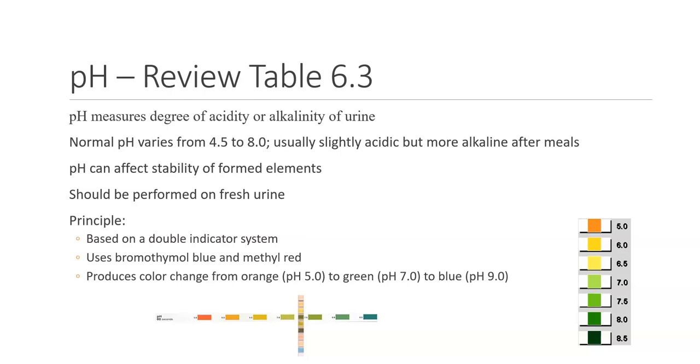The principle of the reaction on the pad is based on a double indicator system using bromothymol blue and methyl red. When the urine hits the pad, a reaction occurs, and depending upon the pH, it will turn from a shade of orange, pH 5.0, to green, pH 7.0, to blue, which is a pH of 9.0.